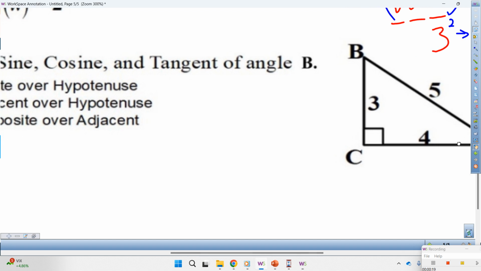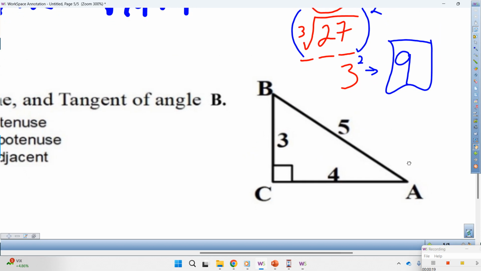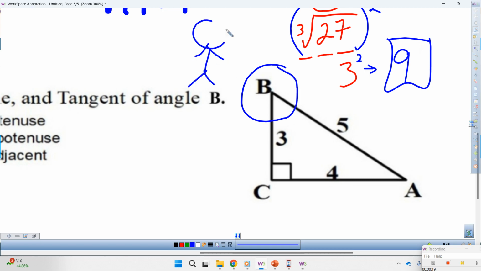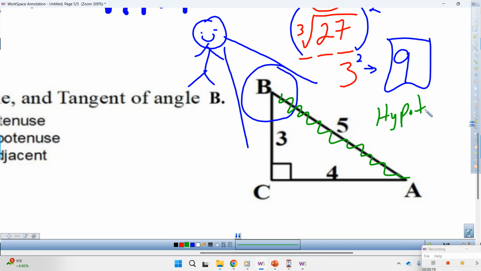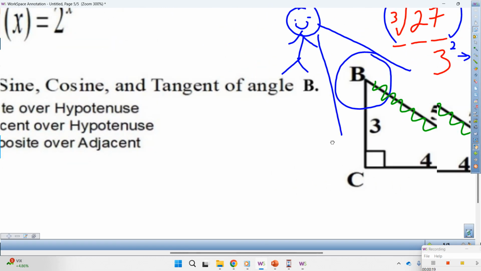Number 5, it says, find the sine, cosine, and tangent of angle B. So this time we're focusing on angle B. So you circle your angle B, picture yourself over here, and you're looking at the triangle through that lens. So first thing you should do is label your hypotenuse so that you know that that doesn't change. And then from there you go with the perspective as to what they're asking for. So start with sine of angle B.